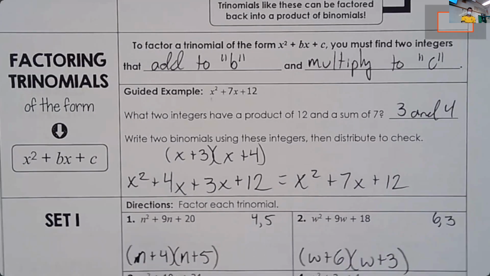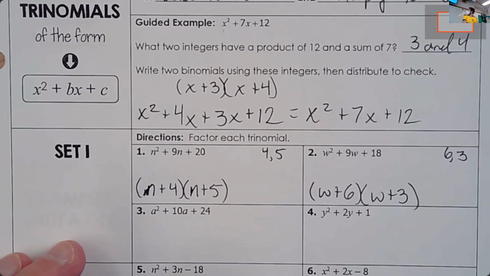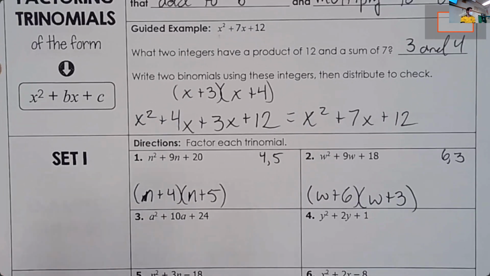Problem number 3. Let's take a look at that one. We need two numbers that multiply to 24 and the same two numbers that add to equal 10.